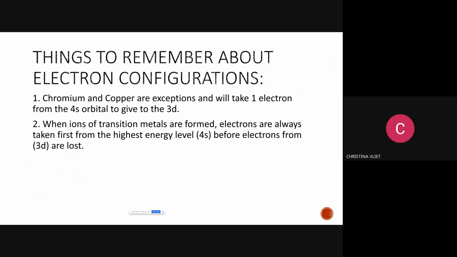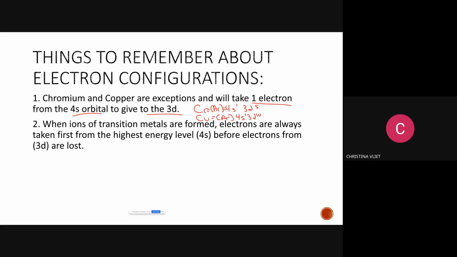All right, so things to remember about electron configurations. You need to know chromium and copper are exceptions in this class, and that both of them will take one electron from the 4s orbital to give to the 3d. So they always end 4s1. So like chromium, if you'll recall, is 4s1 3d5. And copper was, we just saw it, 4s1 3d10. That's something you've got to be aware of. And if we are taking electrons away from transition metals, we always take them away from 4s first, and then we take them away from 3d afterwards. Something to be aware of before we move forward.